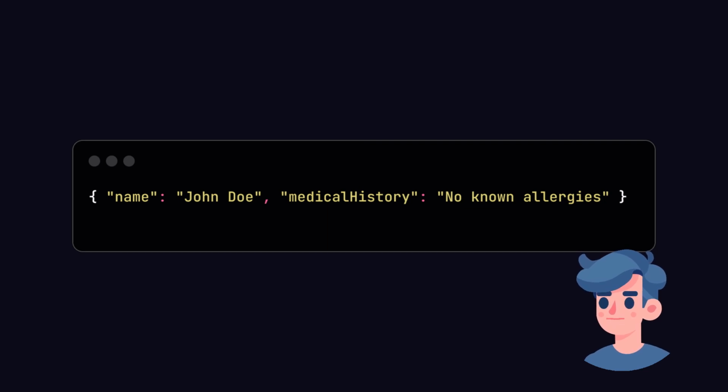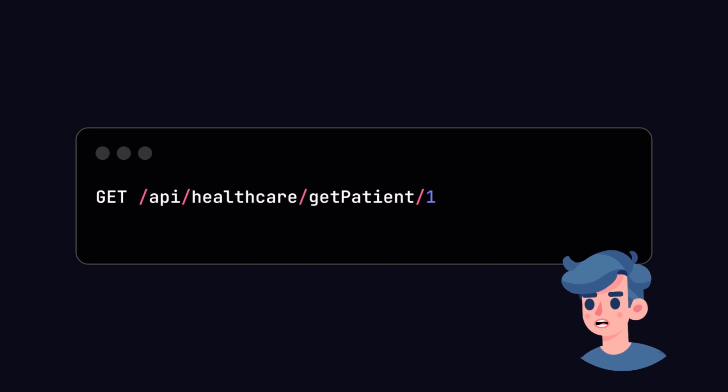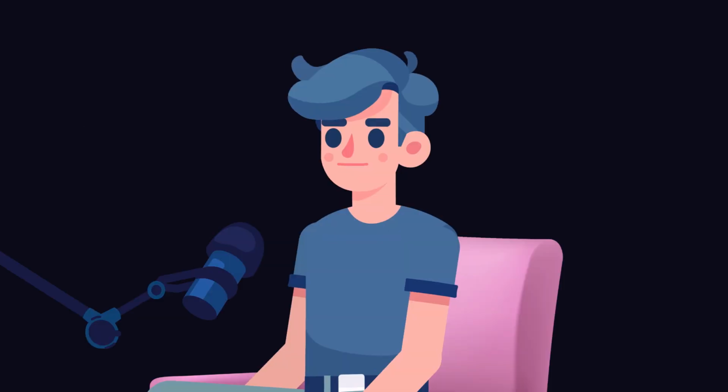To add a patient, make a POST request to /api/healthcare/addPatient with a JSON body containing the patient's name and medical history. Now to fetch the patient data, you can send a GET request to /api/healthcare/getPatient/{ID}, where ID is the ID of the patient. You should receive a response with the patient's name and their medical history.